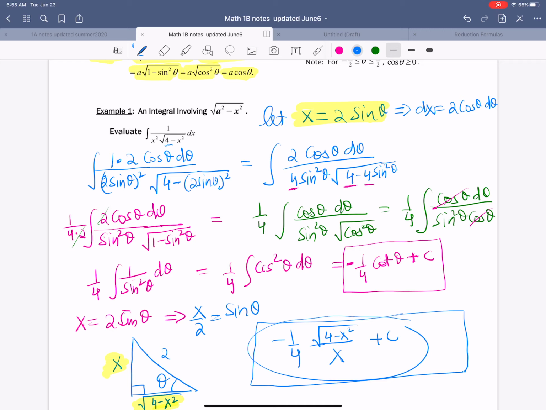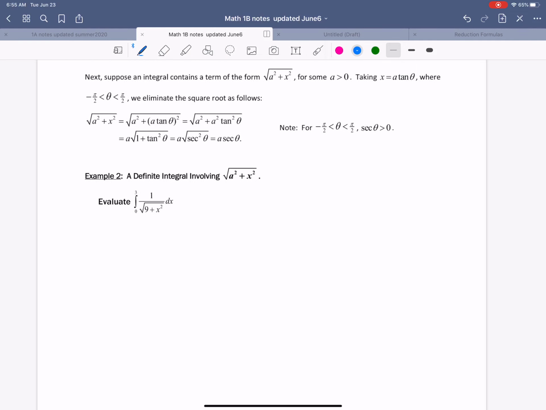So again, if you have the square root of a squared minus x squared, meaning x squared is behind, or the second term or the last term, whatever you want to call it, you do want to try x equals a sine theta. Okay, let's check out the next example.